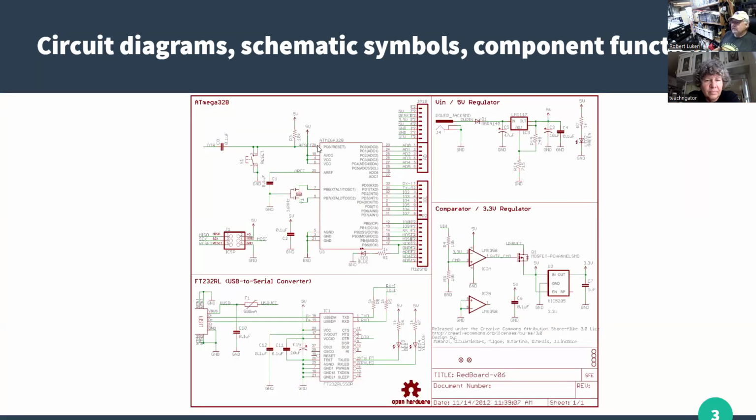It's a typical schematic diagram for some kind of little microprocessor board that has this Arduino chip on it and a couple voltage regulators and a USB to serial converter so you could talk to it. Fairly simple little board. But that's what a typical schematic would look like. You have sometimes more information in this title block, like who designed it and when and what revision it is, those kinds of things.